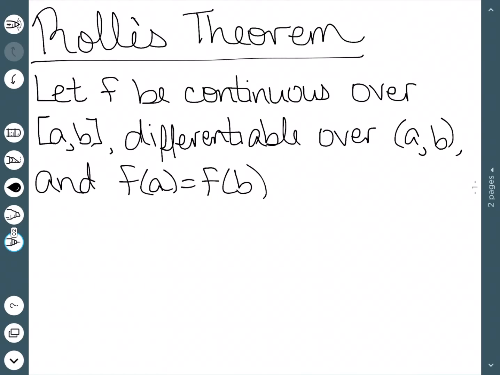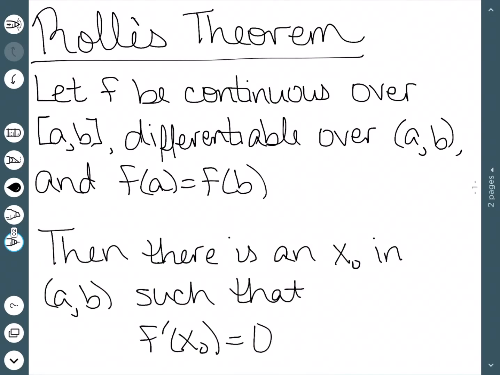We also need the endpoints of this function, f of a and f of b, to be equal to each other. Then we know that there is some point x0 in this interval such that the derivative is equal to 0. So I'm going to do a little bit of a proof by picture here. I'm going to draw a picture and explain how we know this to be true.